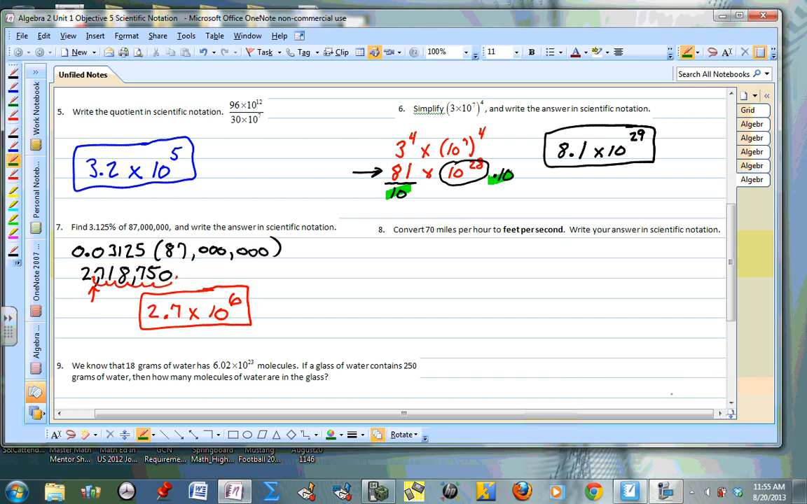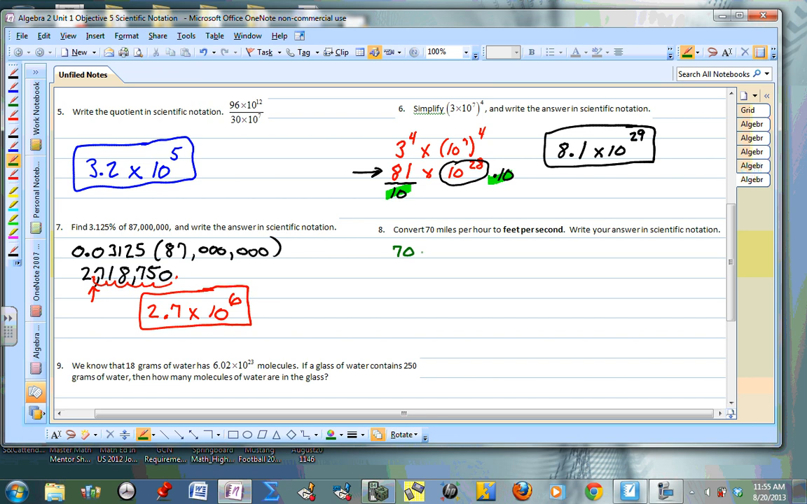On problem number 8, we're asked to convert 70 miles per hour into some number of feet per second. And then we're asked to write that answer in scientific notation. So we're going to have to do a few steps here in this problem. Let's start by converting 70 miles per hour into some number of feet per second.